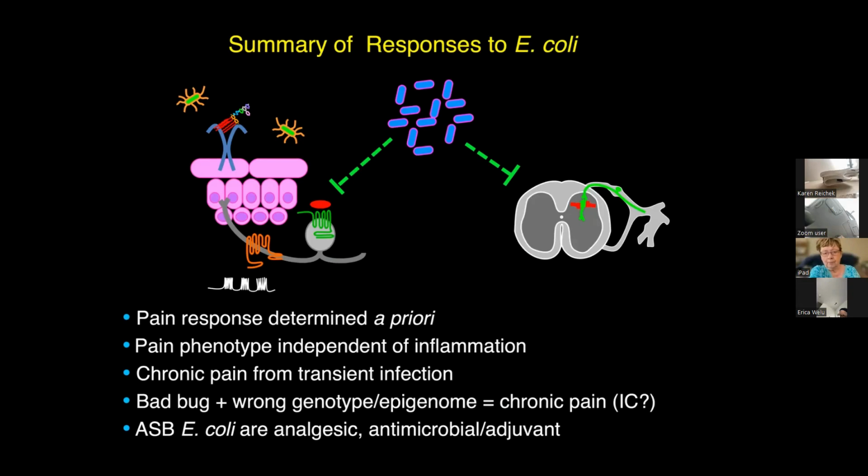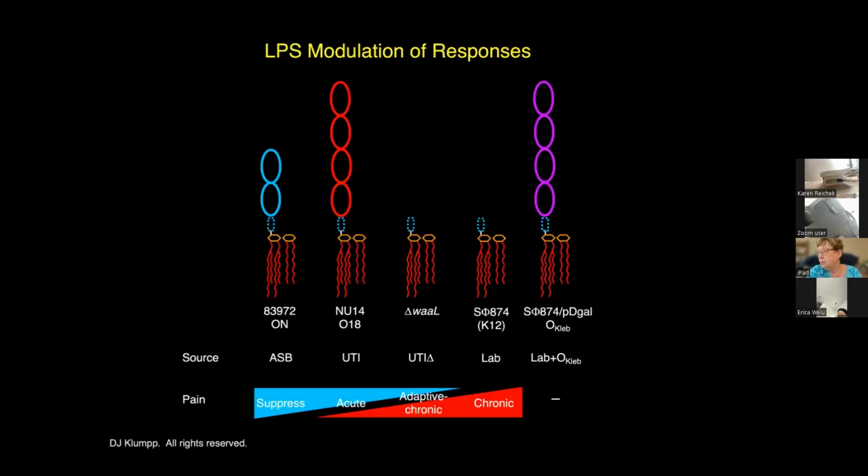In terms of the etiology of IC, this whole model suggests that perhaps if an unfortunate patient gets a one-time UTI, or a recurrence with a wrong bug, a bad bug, and they have the wrong genotype, for at least a subset of patients, this might result in chronic pain. But perhaps we can use E. coli to treat this.